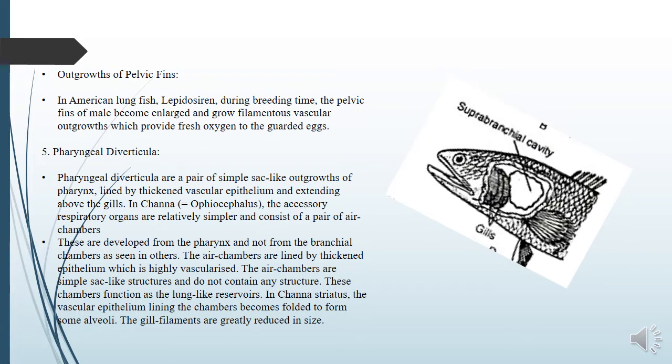In Channa marulius and Channa striatus, suprabranchial chambers are developed in the roof of the buccopharynx. These cavities freely open into the pharynx and are lined with highly vascular respiratory epithelium that is raised into folds and tongues and shows respiratory islets.